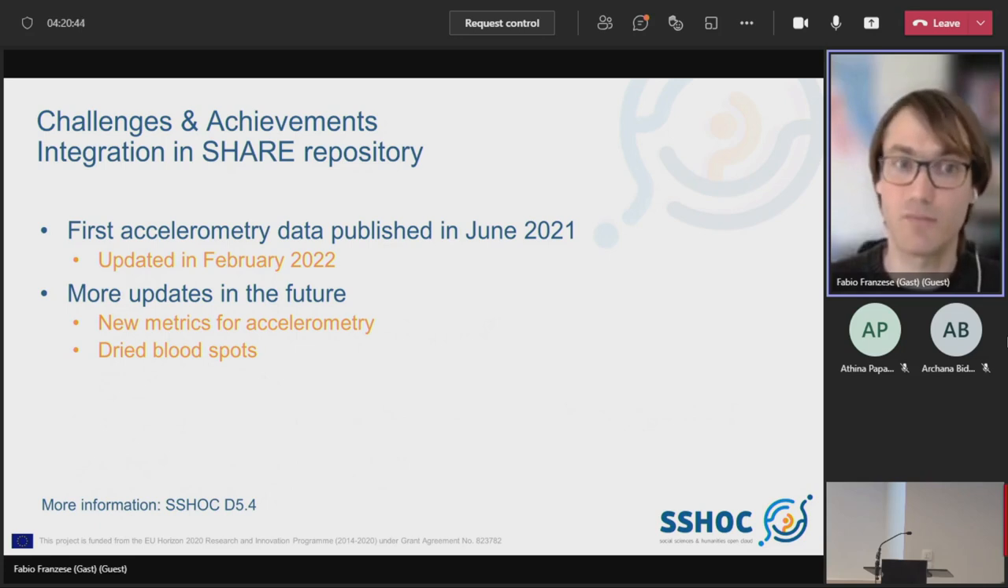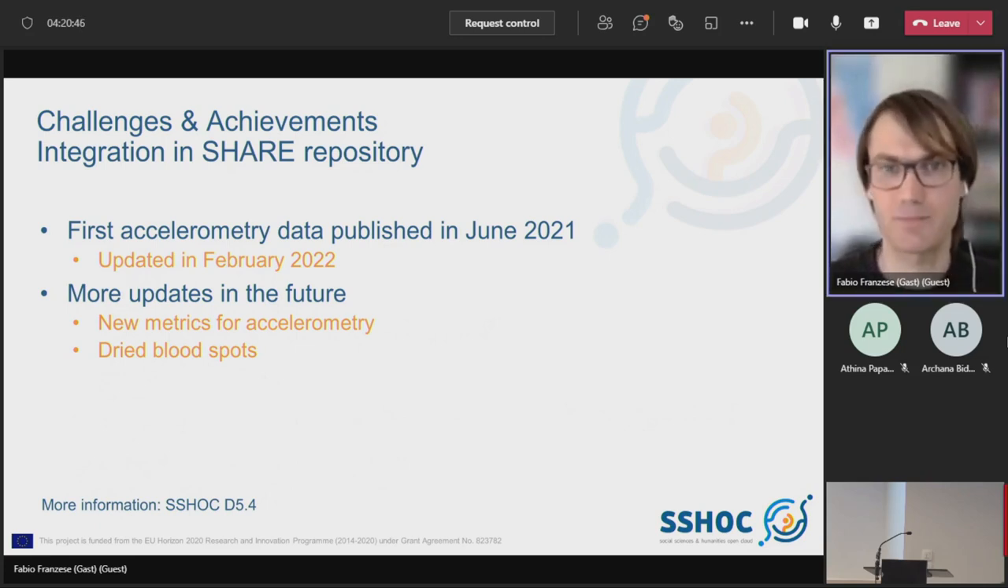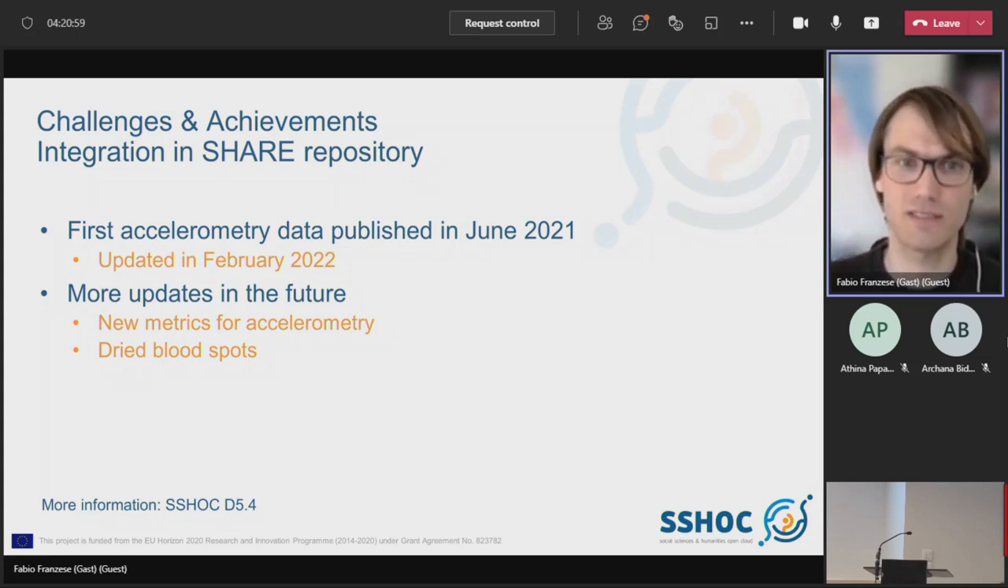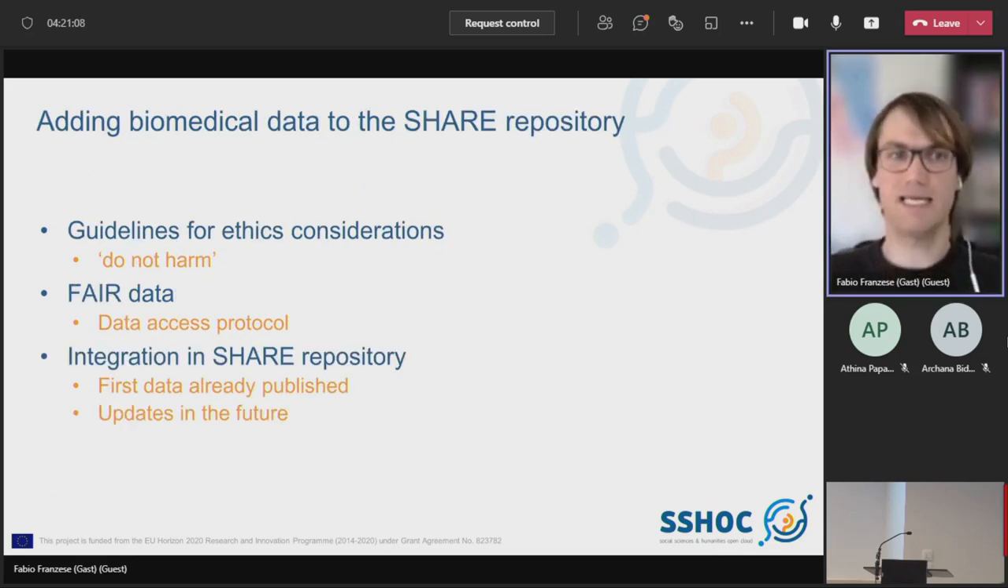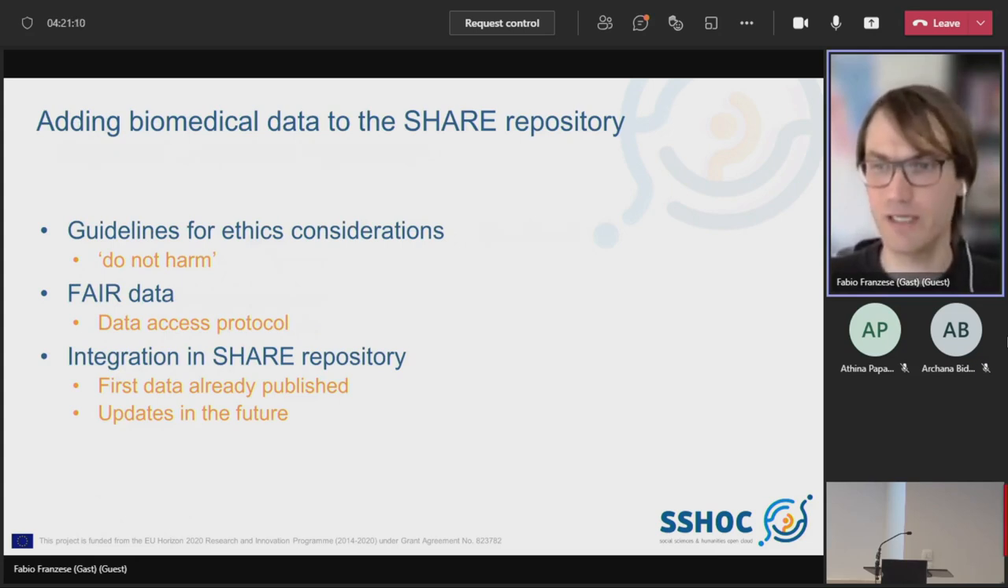And we needed, of course, a lot more storage space than usual, but that was not a major issue. So the integration started and it will continue. There will be more updates in the future for the accelerometry study, and also the dried blood spots will be included in the repository. That's basically it. Those were the three main tasks and challenges that we tackled in the SHARE project.